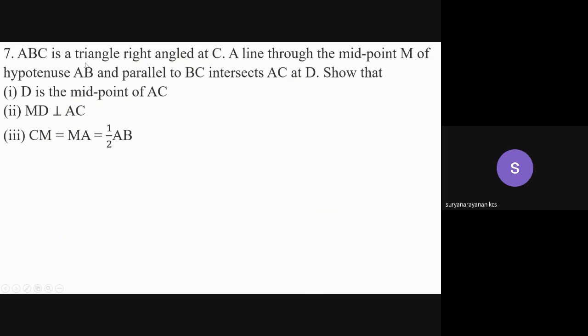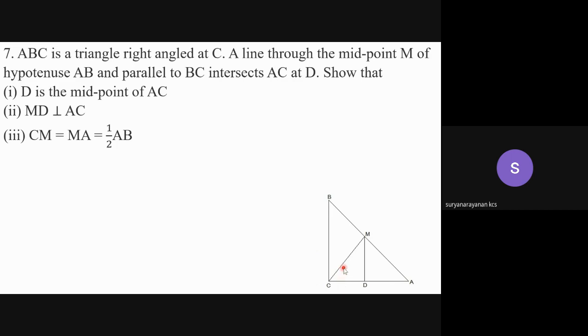So for this also sometimes they will give a rough diagram, otherwise we have to draw a rough diagram. So observe this rough diagram, my children. ABC is a right angled triangle. A right angle is formed at the vertex C.